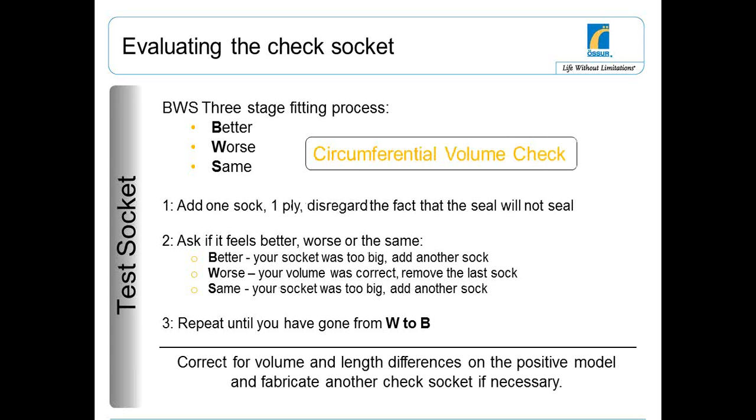The circumferential volume check works on similar principles, but as we're used to, you use socks. Now, here's the trick about it. Using these socks, you're just disregarding the seal against the socket wall. What you're doing is putting on one-ply socks and stacking them on there, going through basically a static check to find out if you're getting better comfort out of the system or if it's worse or the same. And again, you're moving to a point where you'd like to see them say that it's better. If you're determining that it's better, you're keeping track of how many ply that is, and that's how much you've got to remove off of your model to make it better.